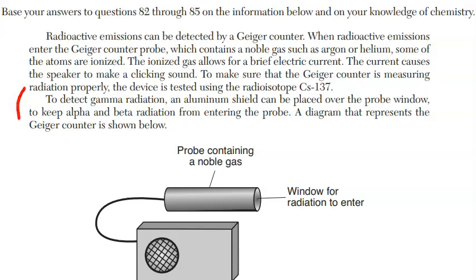The sentence here says that to detect gamma radiation, an aluminum shield can be placed over the probe window to keep the alpha and beta radiation from entering the probe. So, in other words, an aluminum shield blocks alpha and beta radiation, but the gamma goes right through. That's how you know that gamma radiation has a greater penetrating power from the reading passage. Let's go to the next one.